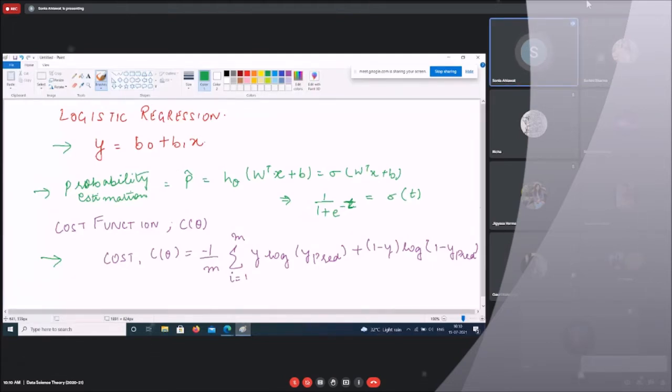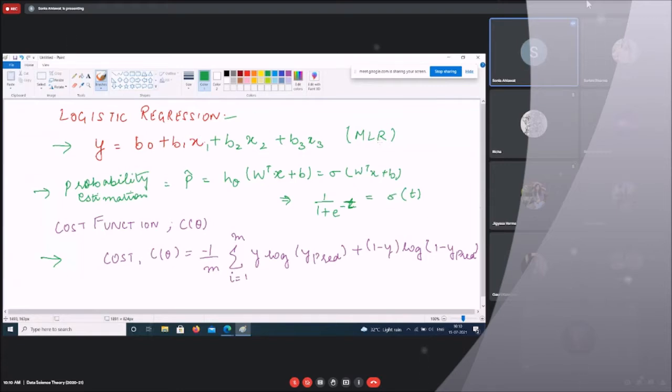In the last class, we discussed what exactly logistic regression is. This is basically the governing equation, that is y is equal to b naught plus b1 times x, where b naught is your intercept and b1 is the slope. And it can be further enhanced. Then it will be written as this. If I have more features, then I'll be writing it like this, basically in the form of multilinear regression.